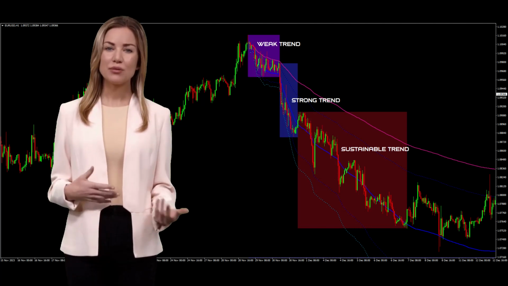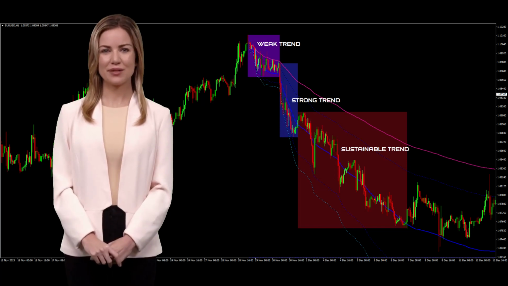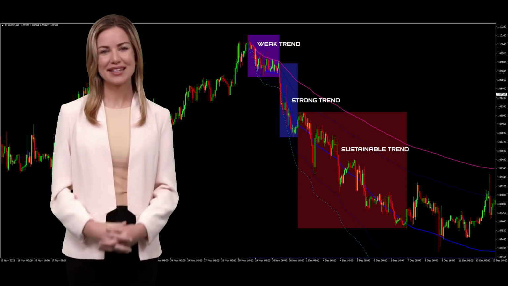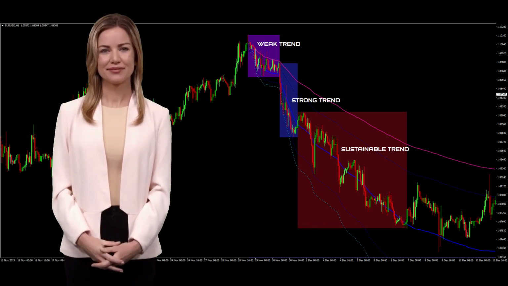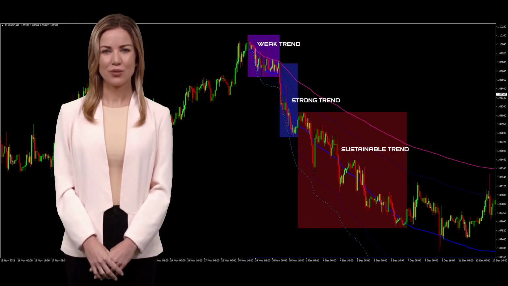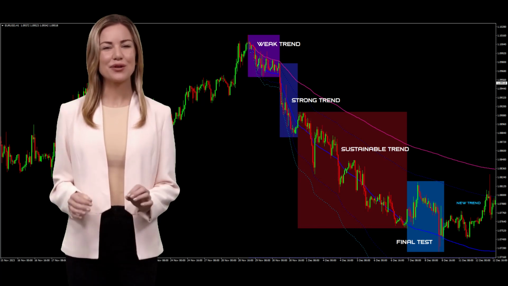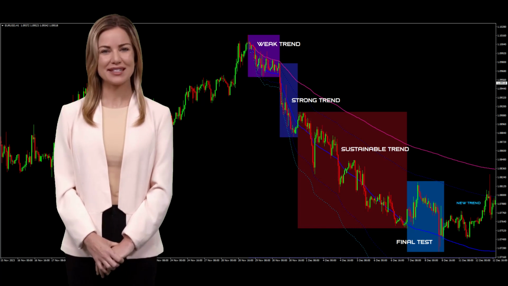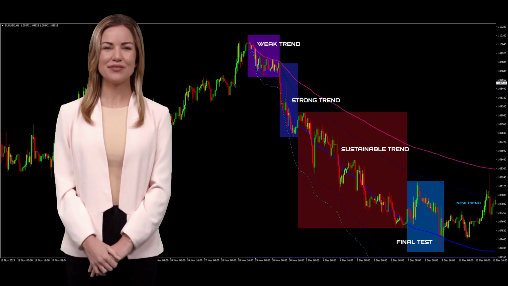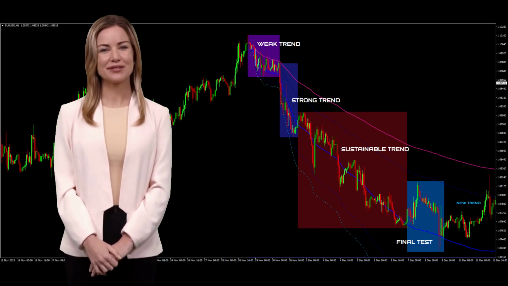Knowing which phases of the trend we have been through will give you a clear idea of which ones are coming and allow you to prepare for them in advance. As we have seen, there are three phases: weak, strong and sustainable. When the market has gone through one of these, the next ones remain. Once all the phases have been completed, it is possible to make a final test of the whole movement. This point is illustrated in our example. A move can have 1, 2 or 3 phases. When all the phases are exhausted, a new trend follows.